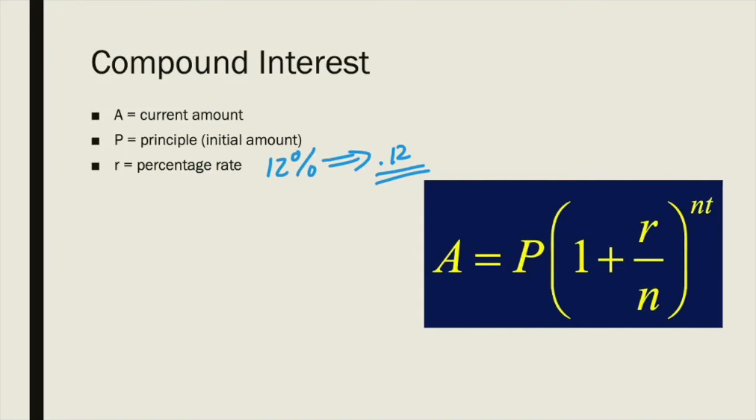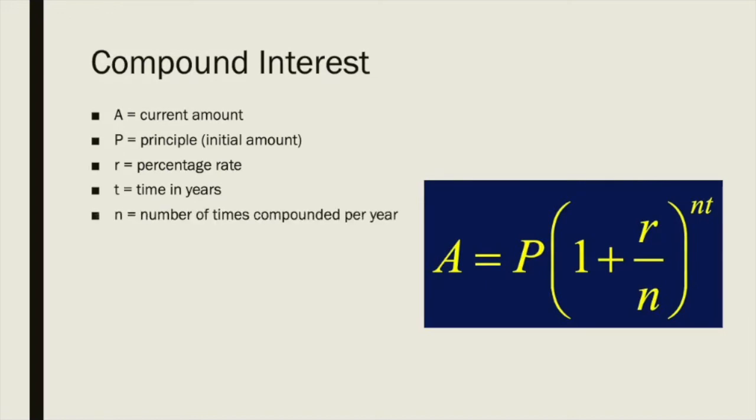The N is how often the bank compounds your money. T is for years. Your N is the number of times it's compounded in that year, and I'll give you some examples. Both of the Ns are the same, yes. If they compound your money yearly, that means they compound it only one time. So yearly is 1.